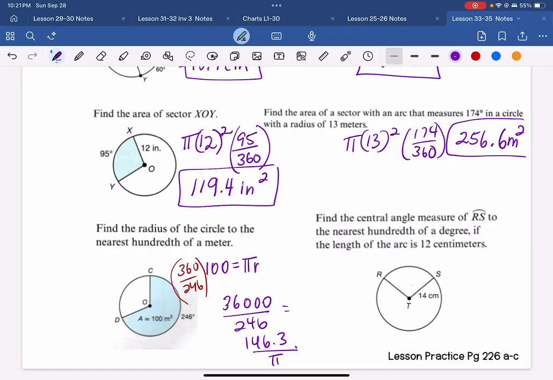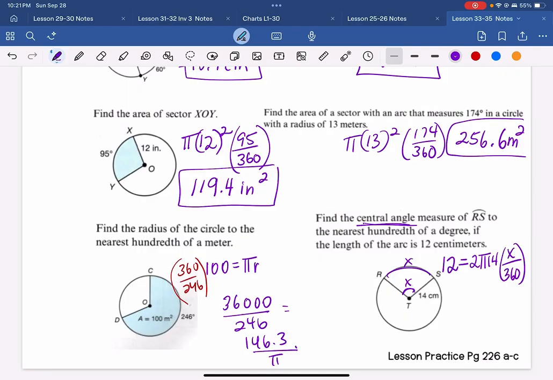Remember, length is 2 pi r, right? So we have length, which is 12, they gave that to us, equals 2 pi r, 14. They want us to find the degrees, right? They want us to find the central angle. That's in degrees right here. If I have this, I have this. Okay.